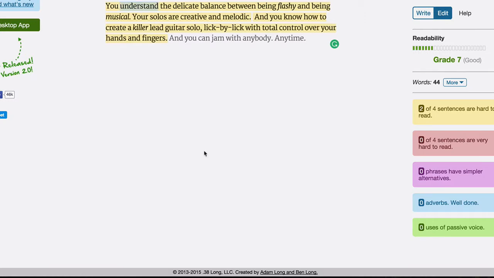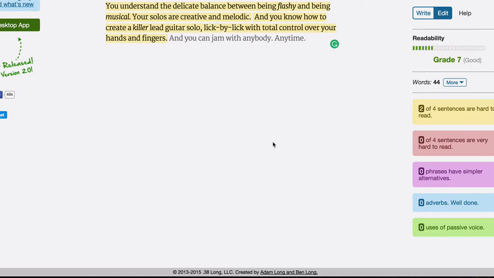Well, this looks like a big word to me, "understand," and then "delicate" also seems like a big word to me. "Balance between being flashy and being musical." Well, "being" and "being," that sounds also kind of complicated. So we probably could work on this sentence. Let's also talk about "your solos are creative and melodic." That's a nice sentence. "And you know how to create killer guitar solos, comma, lick by lick." I mean, these things are kind of complicated, "with total control over your hands and fingers." A little bit long there. "And you can jam with anybody anytime."